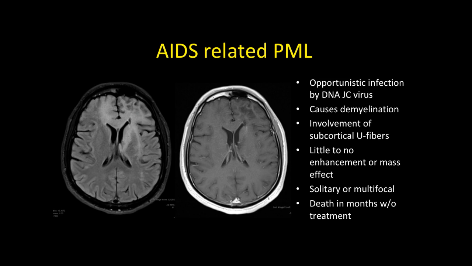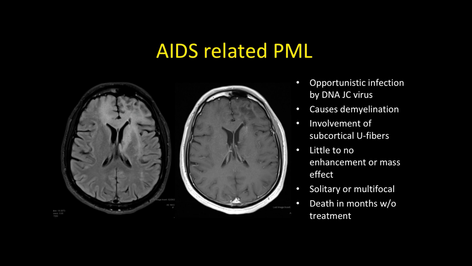Another type of demyelinating disease, PML, is an opportunistic infection by the DNA JC virus, which causes demyelination in immunocompromised patients. And in this case, this is PML related to AIDS, and there's involvement of the subcortical U fibers. For the size of the lesion, there's usually little to no mass effect, and there's usually little to no enhancement until late in the disease, where you get enhancement at the periphery of the lesion.